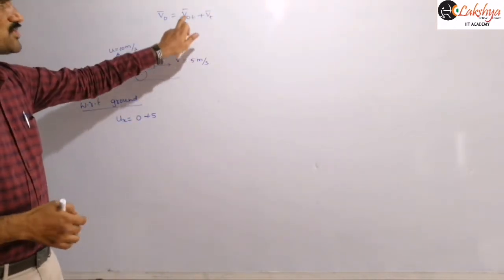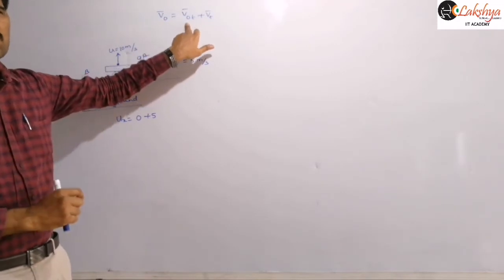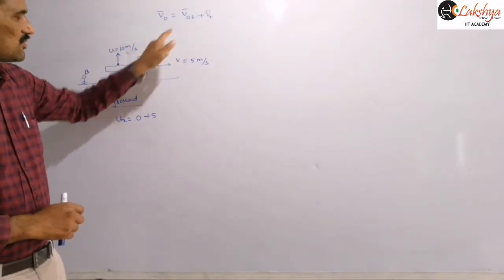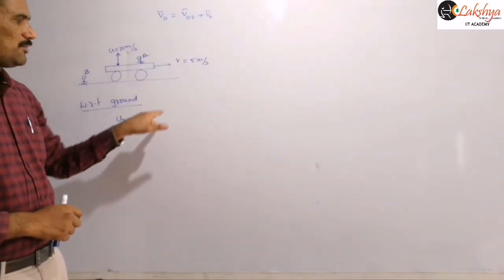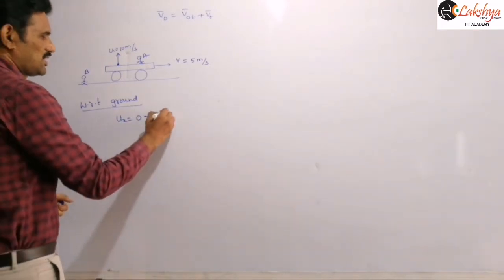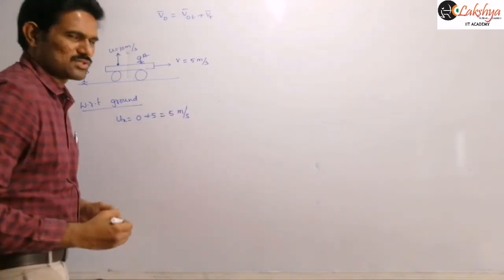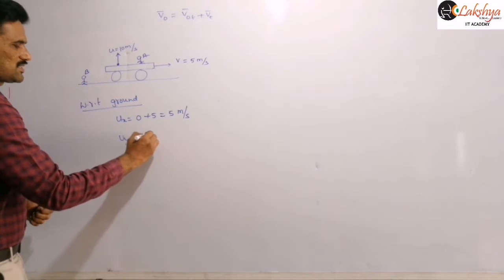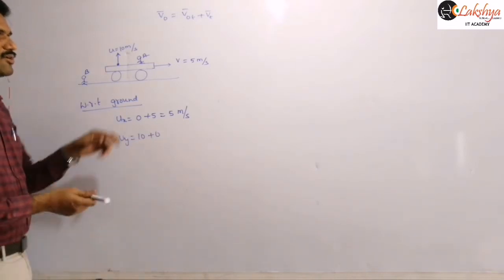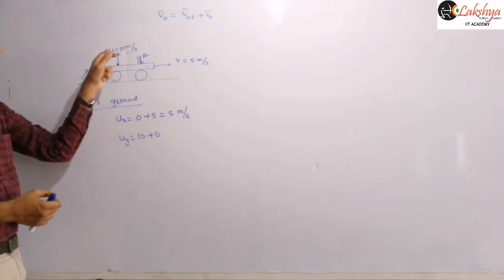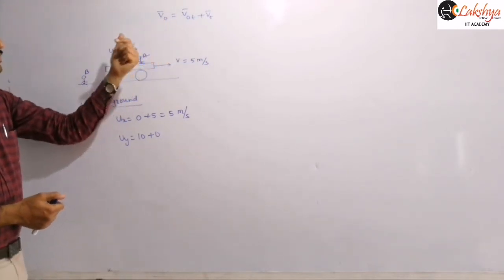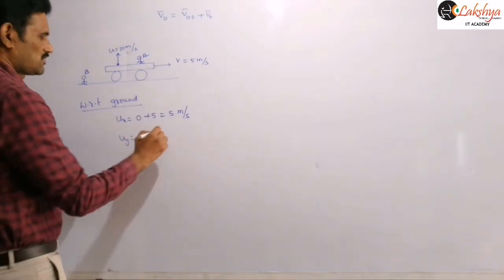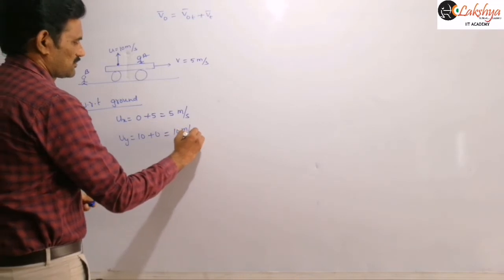Now velocity of the object with respect to the truck in horizontal direction is 0 because with respect to the truck the object is projected vertically upwards. So this term is 0, plus velocity of the truck, which is 5 meter per second. So this is horizontal component. And vertical component is 10 plus 0. That means velocity of object with respect to the truck is 10 meter per second in vertical direction, plus velocity of the truck in vertical direction is 0 because it has only horizontal component, so this will be 10 meter per second.